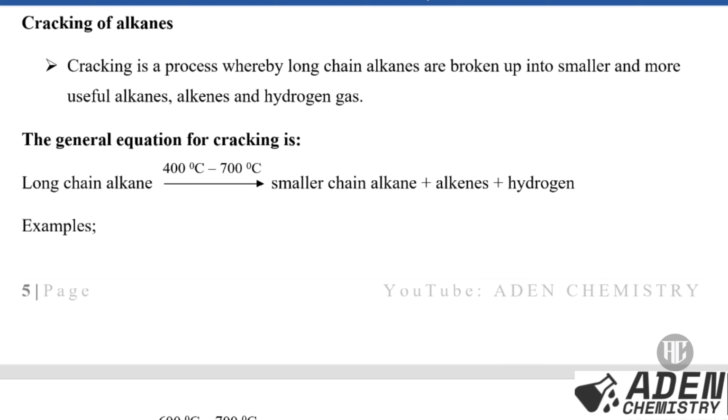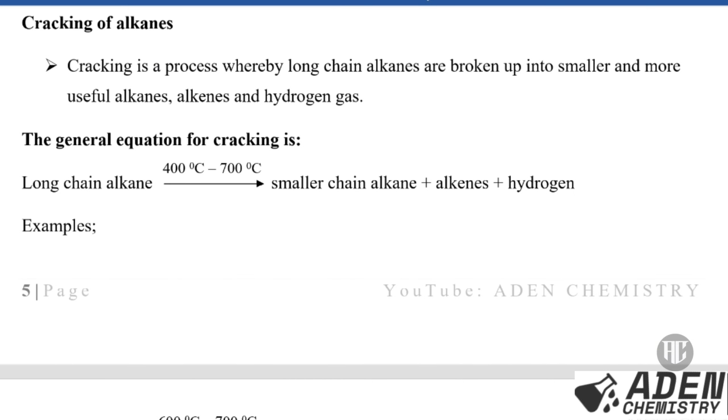The reason why we crack long chain alkanes is that there is a low demand for the long chain alkanes, especially those with 8 carbon atoms or more. Short chain alkanes, or smaller chain alkanes, are the ones that are in high demand. So to increase the supply of the short chain alkanes which are in high demand, we have to break down the long chain alkanes in a process known as cracking of alkanes.